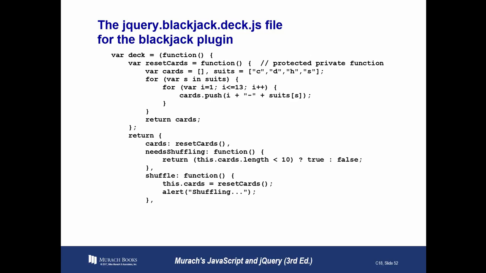In figure 18-18 on pages 578 and 579, they show the library file for a deck of cards. The single property of the deck object is an array of strings named cards. And there are 3 associated methods: needsShuffling, shuffle, and deal. NeedsShuffling returns true if the number of cards remaining in the cards array is less than 10. The shuffle method shuffles the cards by calling the resetCards function. And the deal method uses the Math.random and Math.floor methods to randomly select an index from the cards array, which again simulates you dealing.